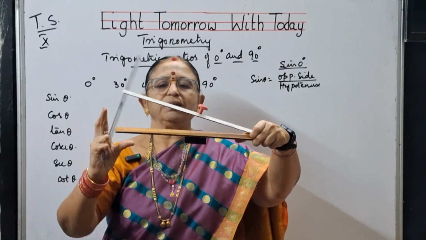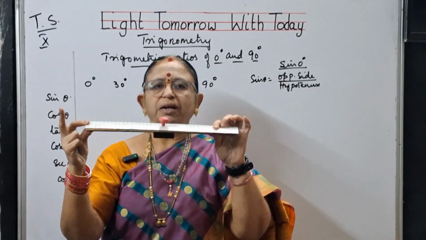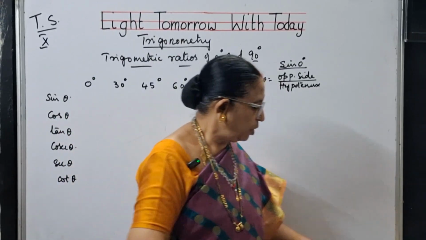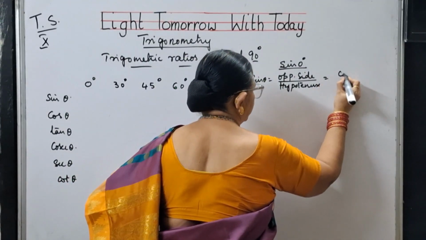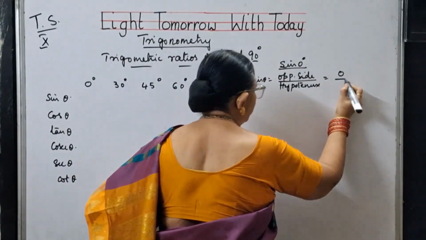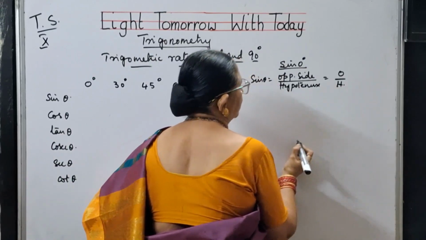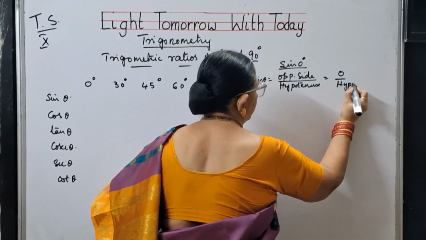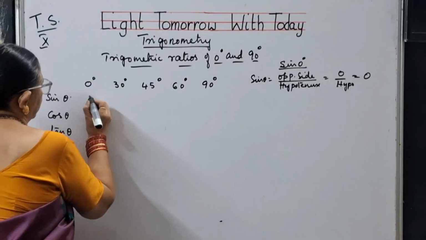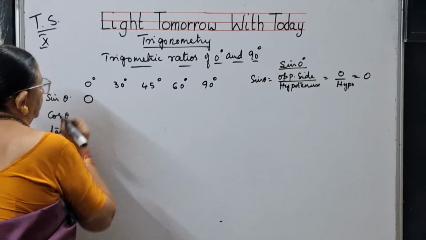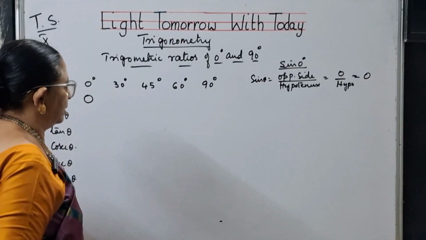Now 0 degrees means what, children? Totally they are lying one upon the other. That means there is no opposite side. So here opposite side is 0. Then whatever be the hypotenuse, opposite side by hypotenuse, 0 by anything is 0. So sine 0 degrees value is 0. Now let us talk about 30 degrees.